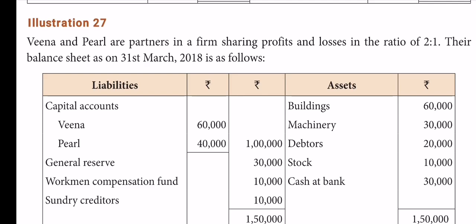It begins with the capital account on the liability side. Veena 60,000, Pierre 40,000, therefore total 1 lakh. Then next general reserve 30,000, workmen compensation fund 10,000.